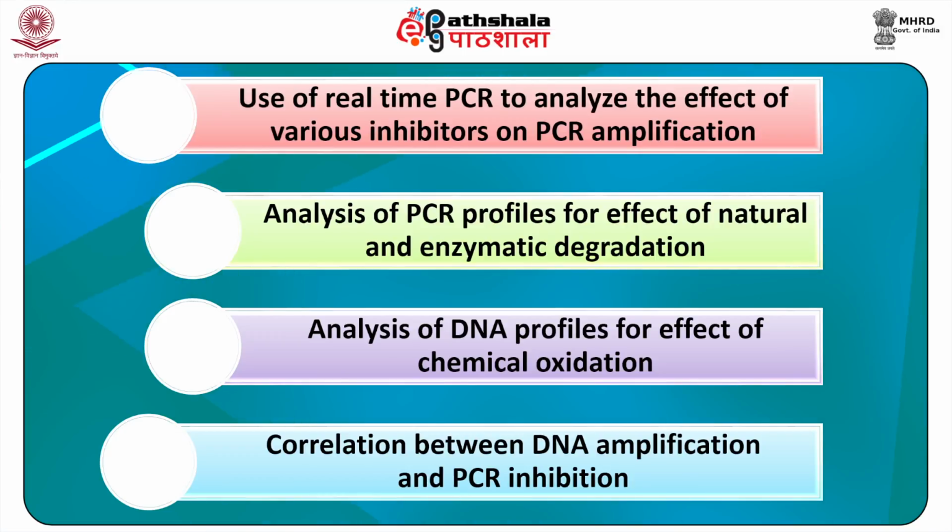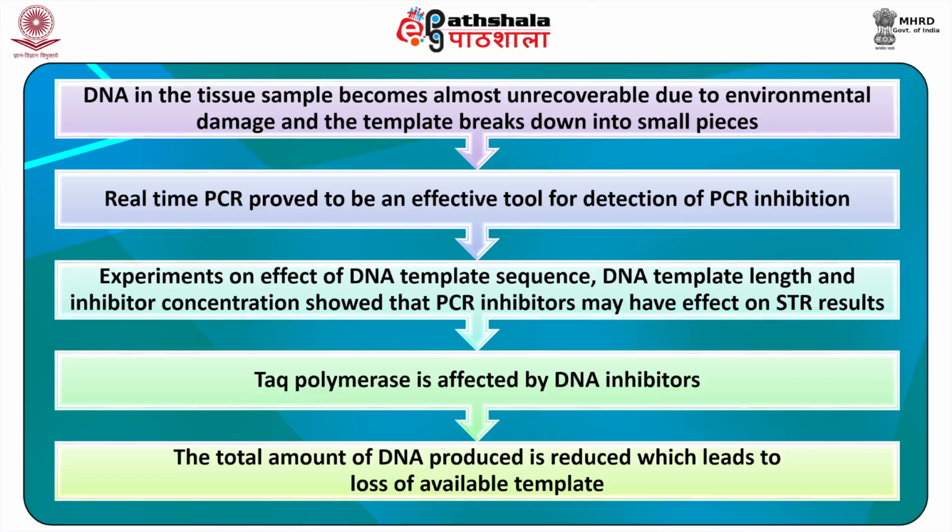Number 1, the use of real time PCR to analyze the effect of various inhibitors on PCR amplification. Number 2, analysis of PCR profile for effect of natural and enzymatic degradation. Number 3, analysis of DNA profile for effect of chemical oxidation. And number 4, correlation between DNA amplification and PCR inhibition. Based upon the experiments, it was concluded that DNA in tissue samples becomes almost unrecoverable due to environmental damage and the template breaks down into small pieces.